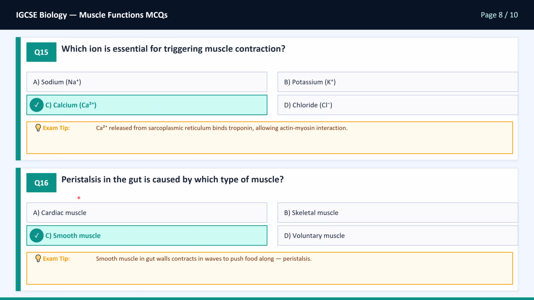Question 16. Peristalsis in the gut is caused by which type of muscle? Option A, cardiac muscle. Option B, skeletal muscle. Option C, smooth muscle. Option D, voluntary muscle. The correct option is option C, smooth muscle. Smooth muscles in gut walls contract in waves to push food along. Peristalsis.